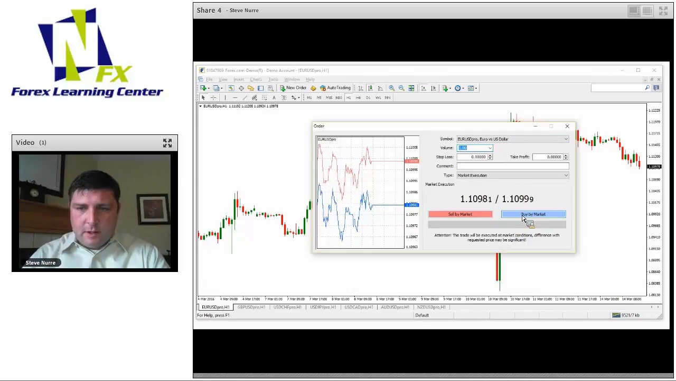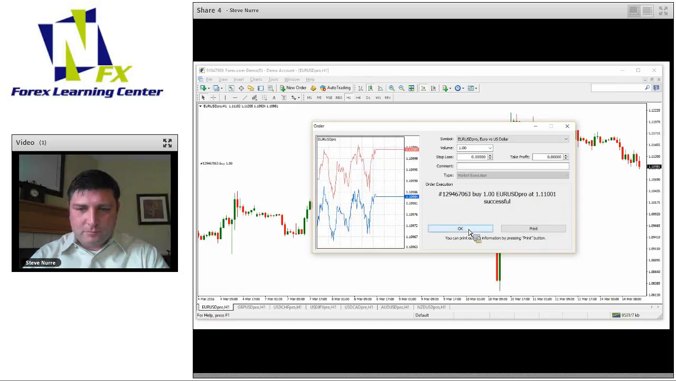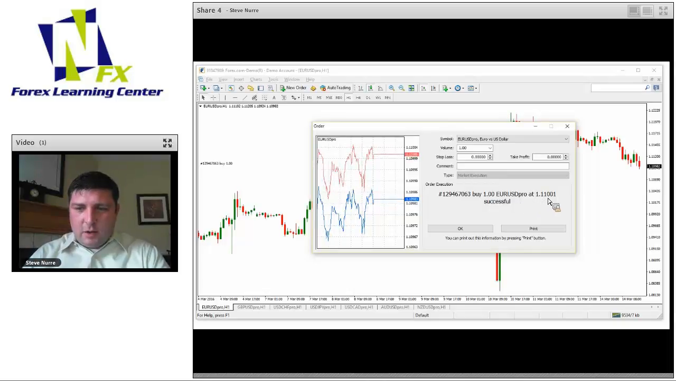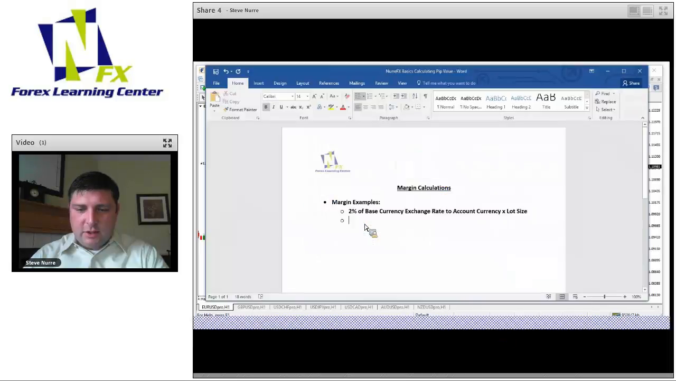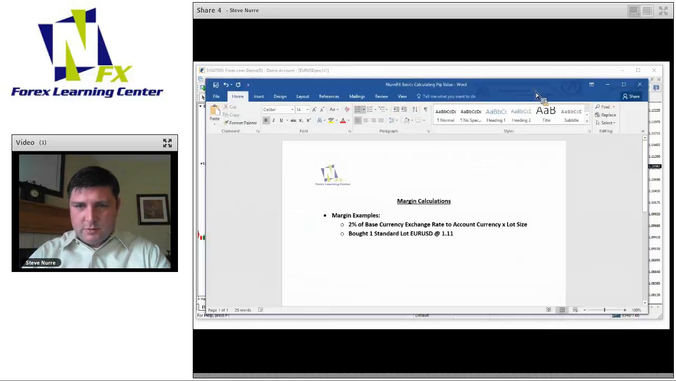And we will buy, we'll just go in and buy the euro dollar. I'm not trying to make a bet on direction here. I'm just doing the trade. So let's buy it. So we bought the one standard lot of EUR/USD at 1.11001. So we have that executed. So let's go ahead and write that. In this case, we bought one standard lot EUR/USD at 1.11001.